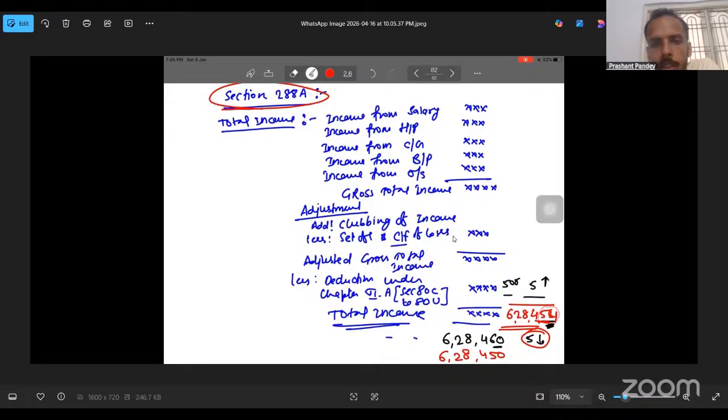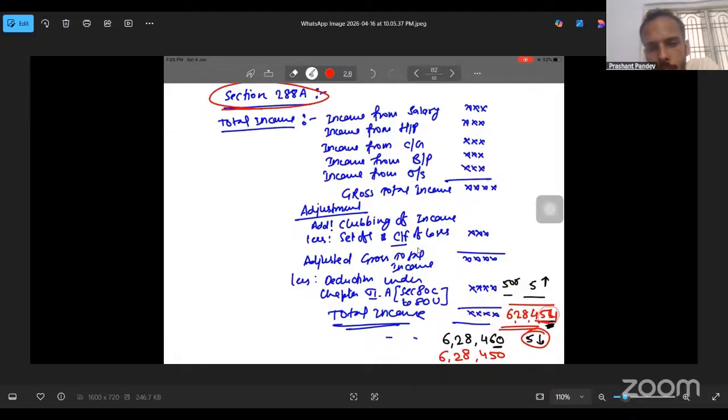Now then we have set off and carry forward of losses. In the last class, we have learned about set off and carry forward losses. See, basically this is a mechanism for fair taxation. Okay, so that SSC is not overburdened with the tax liability.